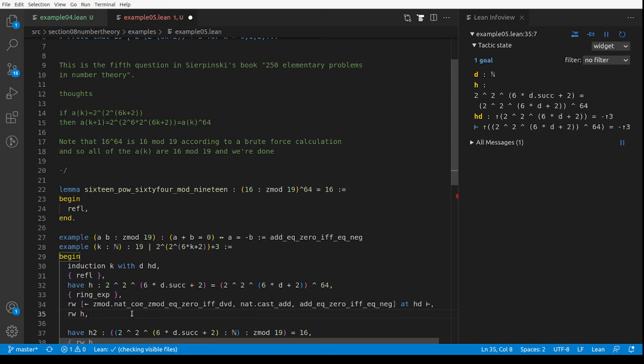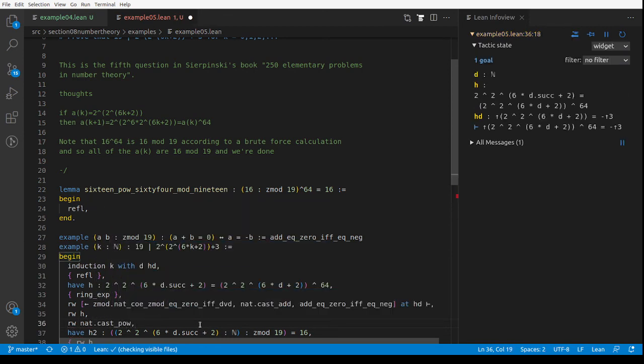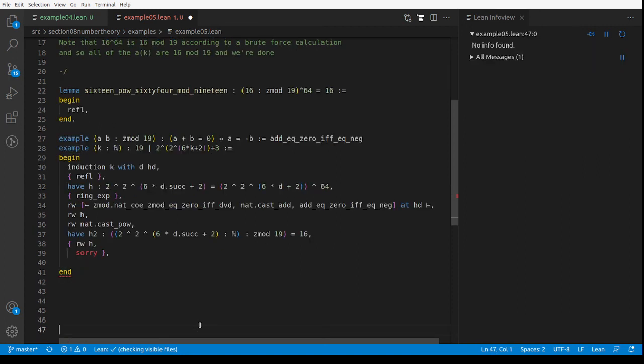And now I need to move the arrow. I'm taking a natural power. This up arrow means reduce mod 19, right? I'm taking a natural power and then reducing, and I want to, so this is presumably nat.cast pow or something. Rewrite nat.cast pow. It was. And now I can probably rewrite HD.